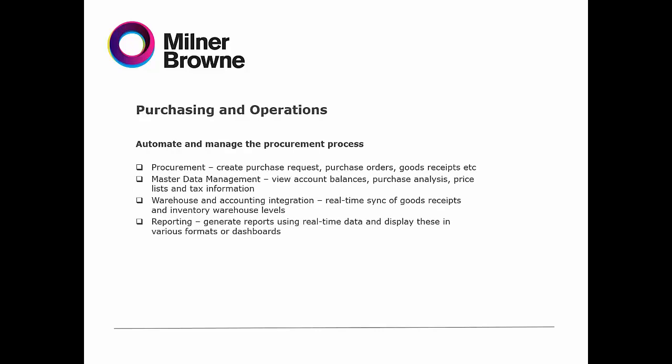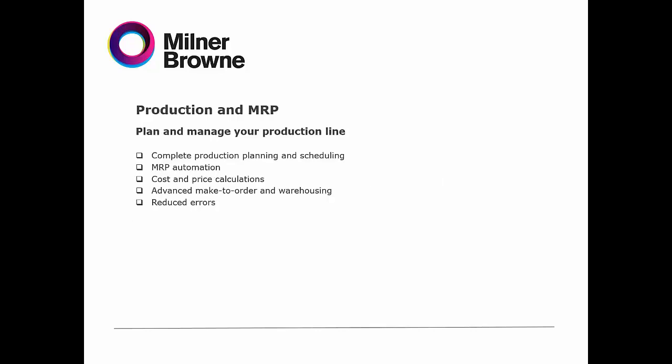On purchasing and operations, you can automate and manage this process in SAP Business One, things like purchase requests, purchase orders, goods in receipts, etc. You can easily view balances and do analysis on your purchasing, price lists and task information. Sync your real-time goods receipts with your warehouse levels and inventory, and there are important reports which give you instant snapshots into company-wide activity and performance. Importantly for manufacturing companies, there is the production and MRP module, which Clive will go through in more detail, where you can effectively plan and manage your production line.